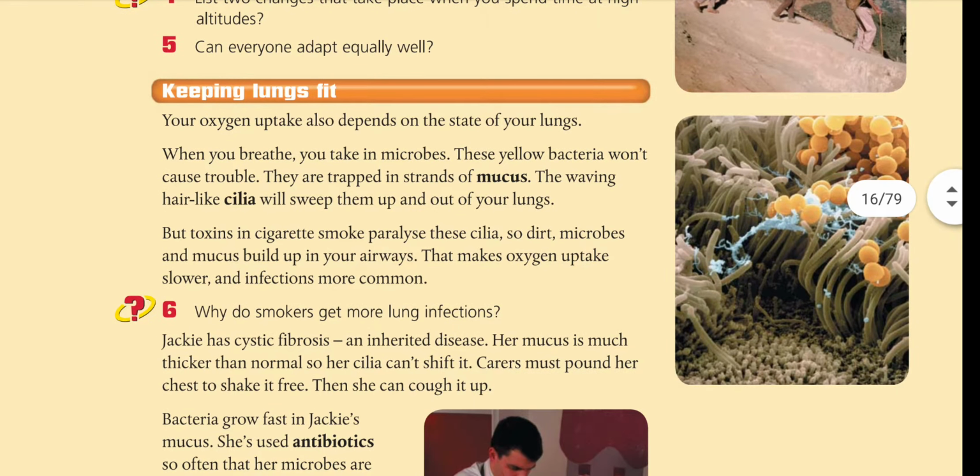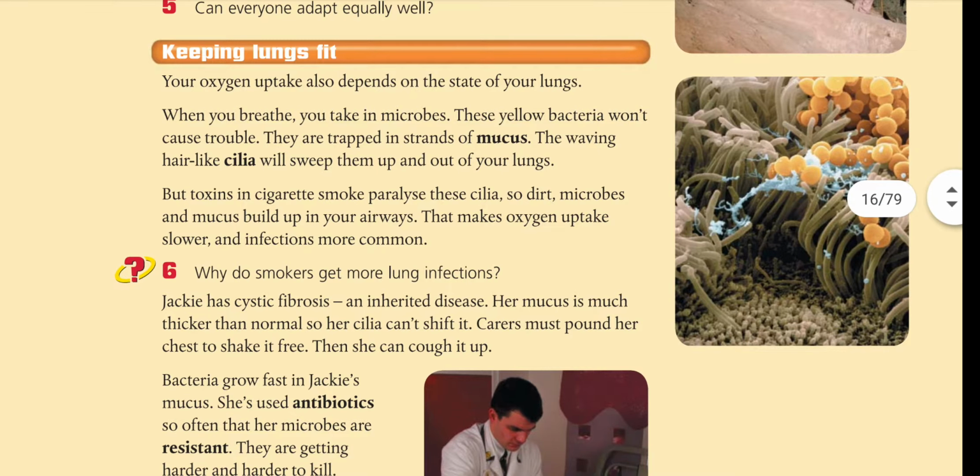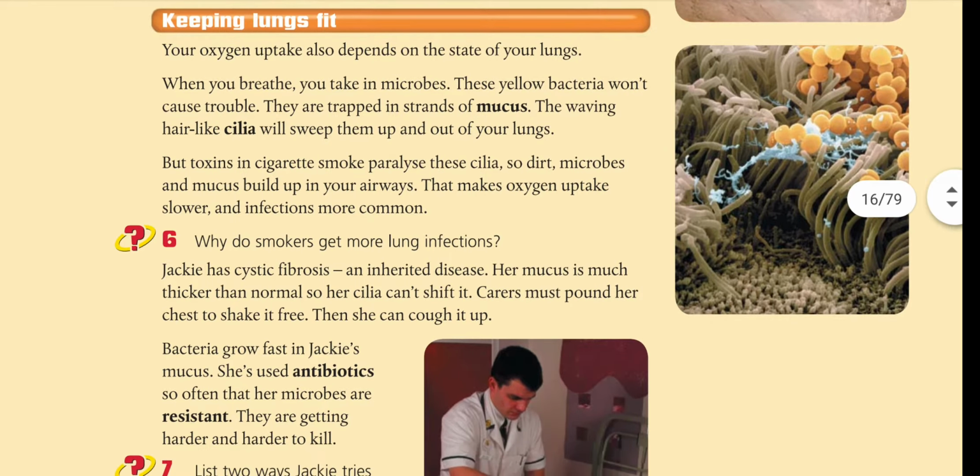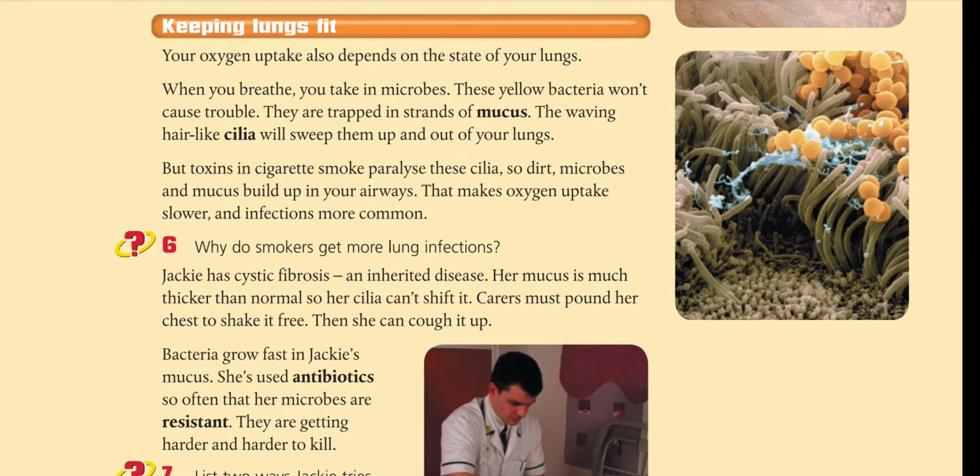Also, if you want to keep your lungs fit, you have to avoid smoking, by the way, because smokers have a lot of problems inside their bodies. You can see here that oxygen uptake depends on the state of your lungs. Not all people can deal with the amount of oxygen the same as others, but they differ from one place to another or from one lung to another.